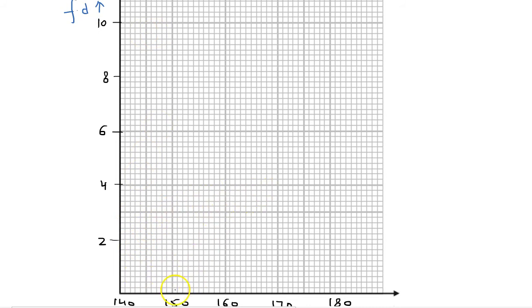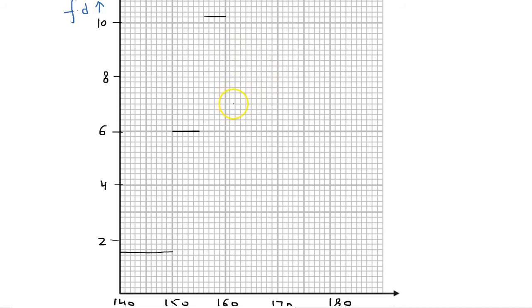Now we have 140 to 150 is 1.5. So 1, 2, 3, 4, 5, this is 10, 11, 12, 13, 14. So this is 1.5. Then 150 to 155 is 6. 1, 2, 3, 4, 5. This is 6. Then we have 155 to 160, 10.2. This is 10.2.